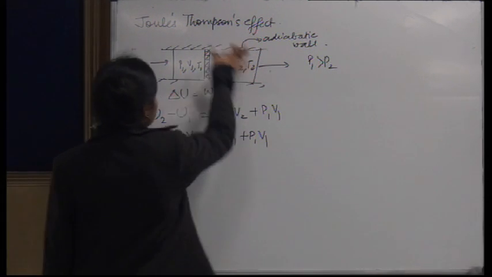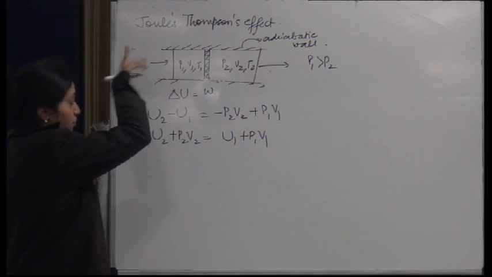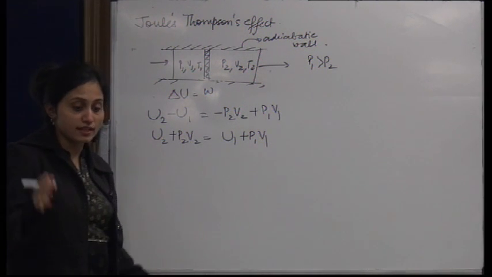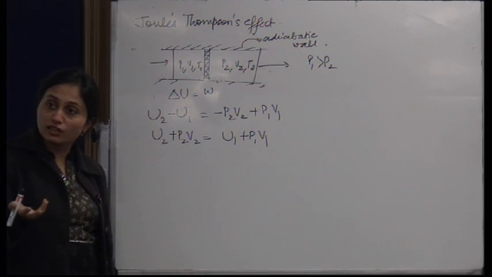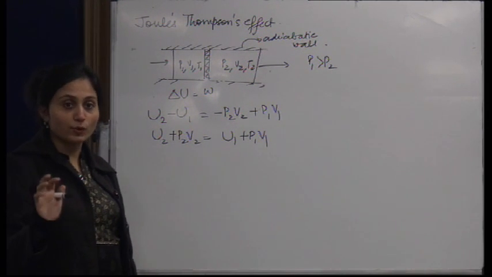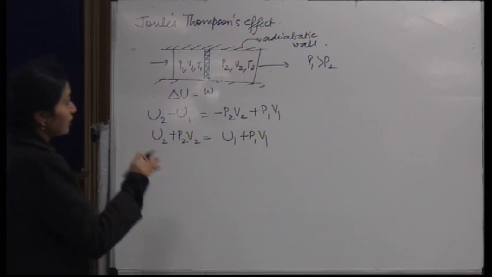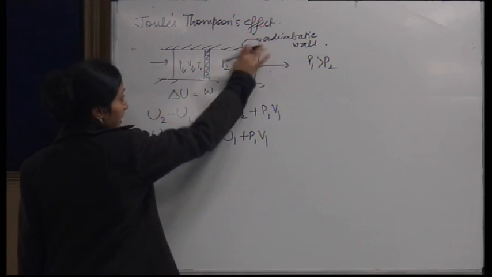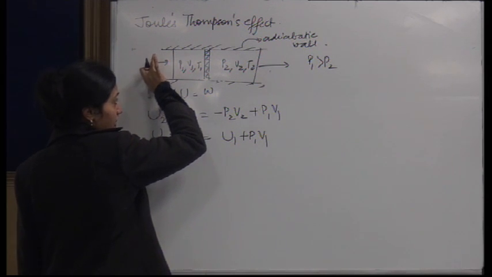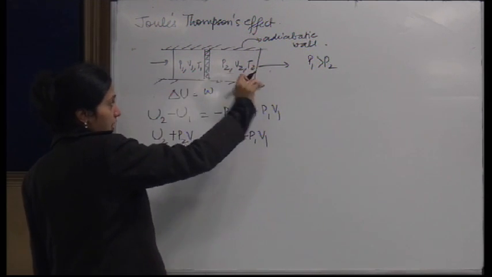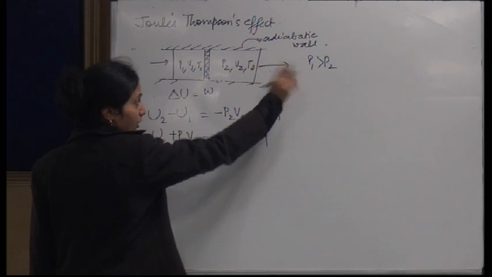Now, when we say Joule-Thomson effect, what both these scientists did together was an experiment. Under adiabatic conditions, Q is equal to 0. So in this case, if the adiabatic walls are created like this and you have a system with pressure on the other side being pushed to the other side, then P1 will be greater than P2.